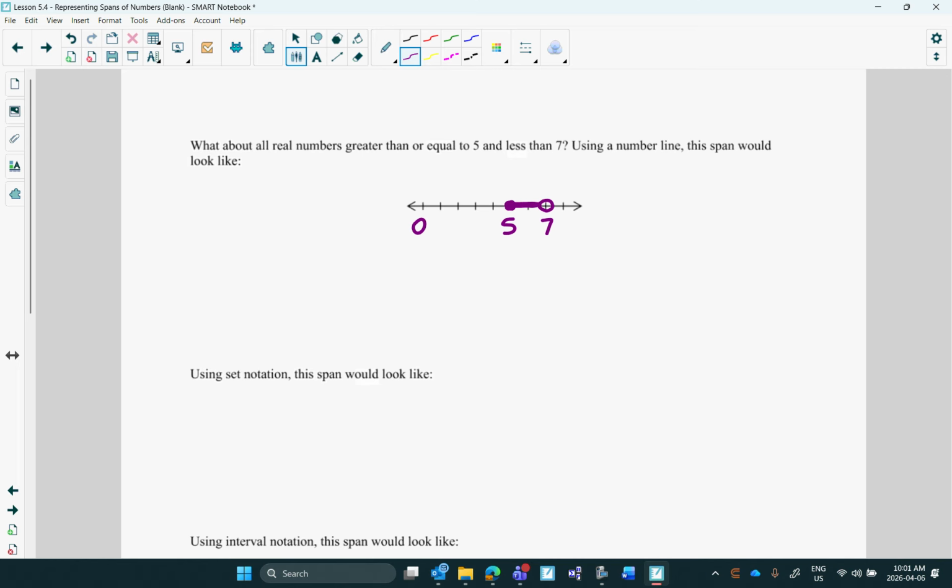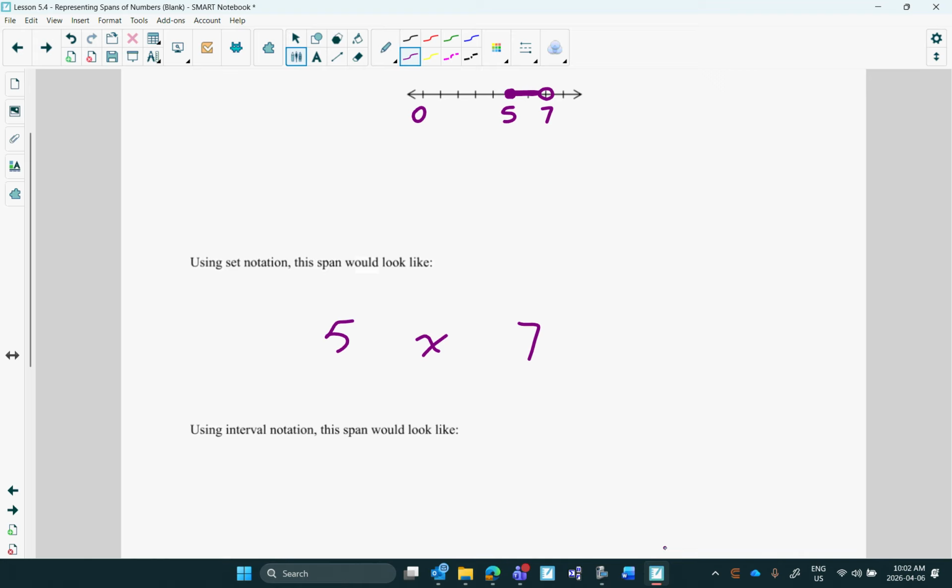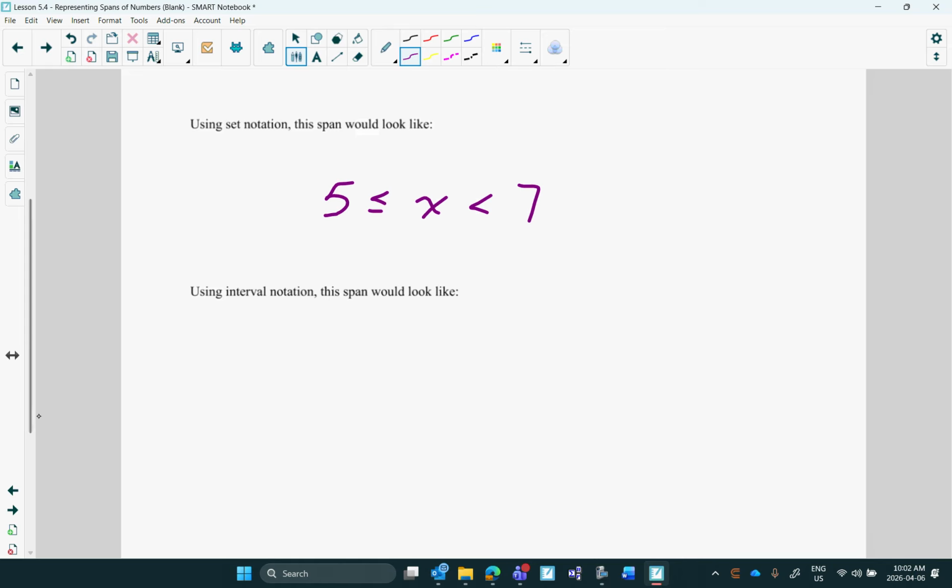Remember set notation, we've got 5, x, and 7. Because we include 5, we need the less than or equal to. Because we don't include 7, we need the less than. And interval. Well, we got 5 comma 7. What kind of symbol goes around the 5? Bracket. What kind of symbol goes around the 7? Exactly. That's it.